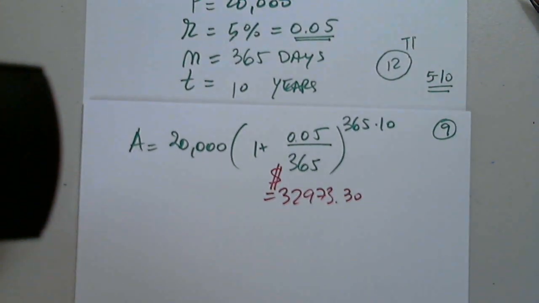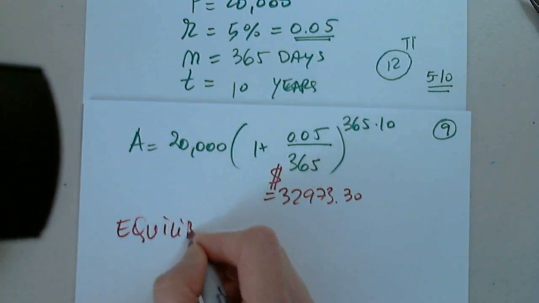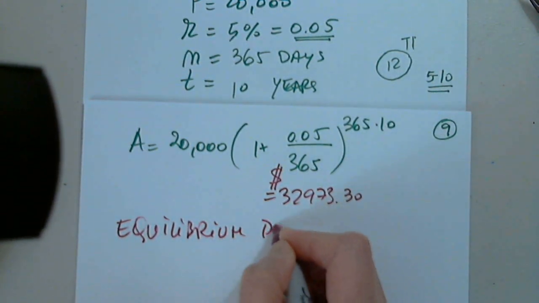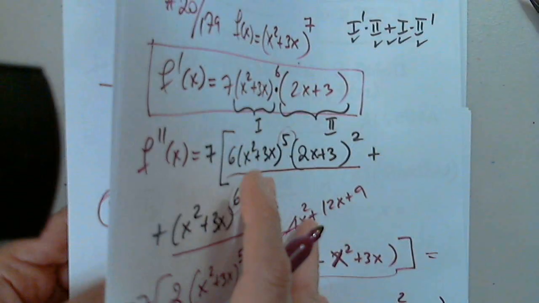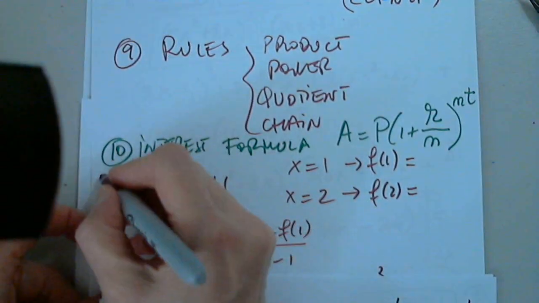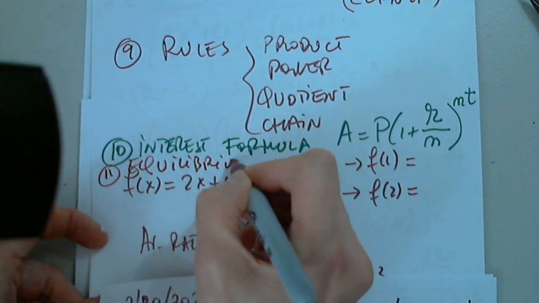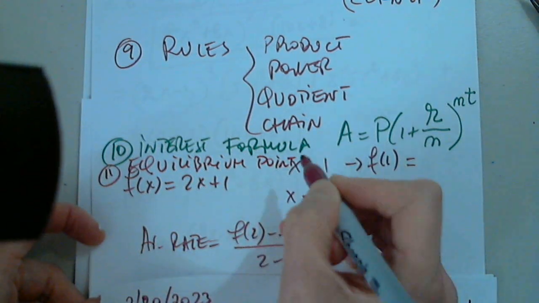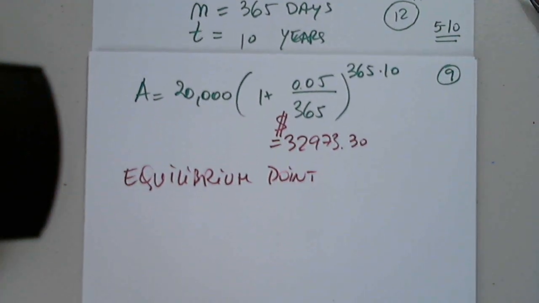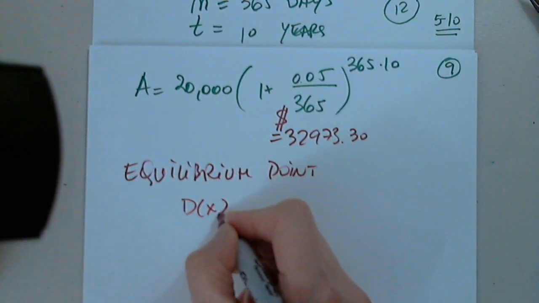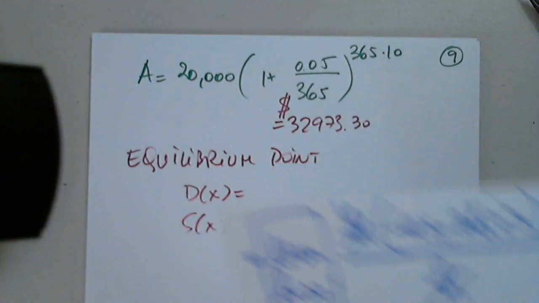Okay, what about the equilibrium point? If you want, we can add it as a concept here. It's very important. Number 11, equilibrium point. Okay, so we have a demand and supply function. Give me a demand function. Give me a supply function, and let's find the equilibrium point.